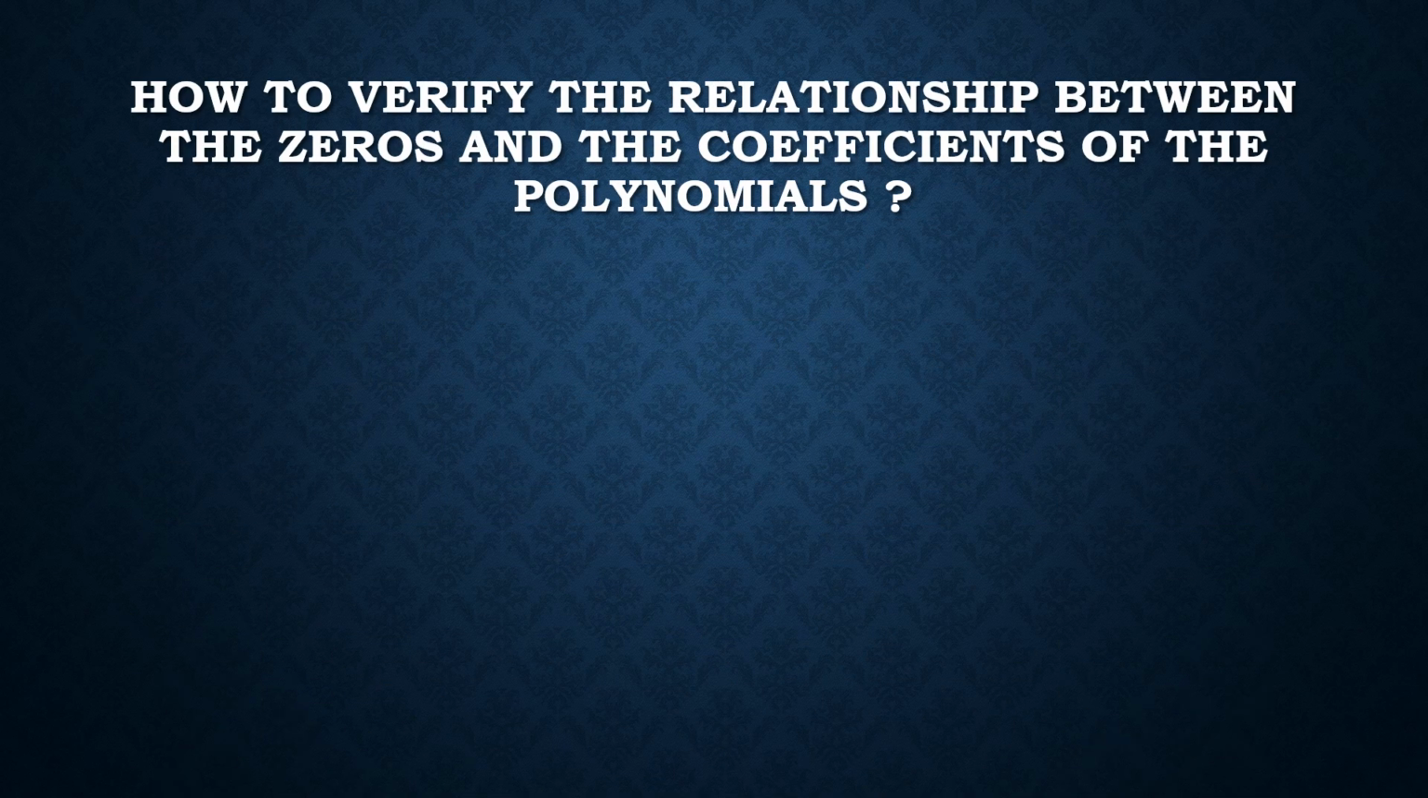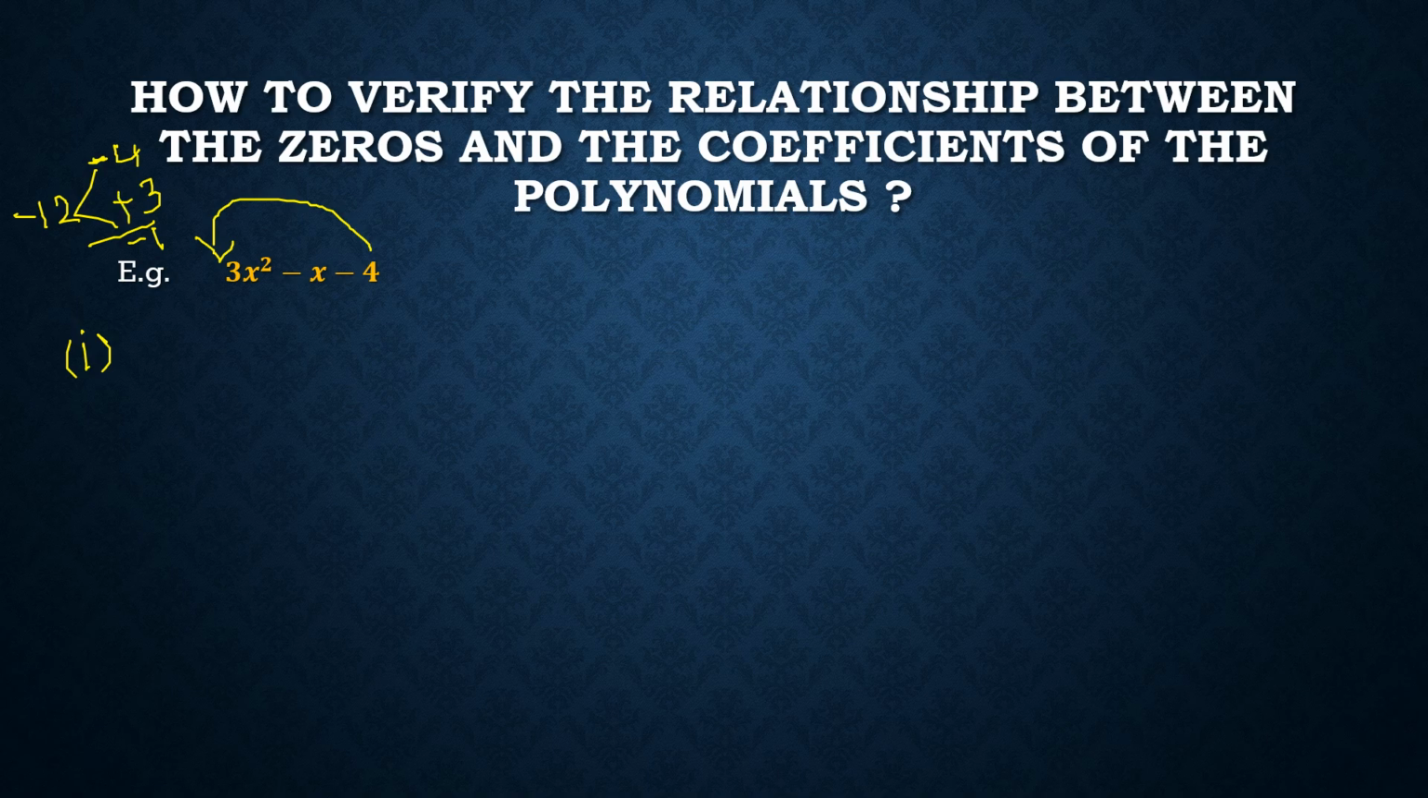The next one is how to verify the relation between the zeros and the coefficients of the polynomial. So how to verify this? First we need to do the factorization. We'll start with one example: 3x square minus x minus 4. First we need to do the factorization. So how to do it? We'll multiply the constant with the coefficient of x square. So minus 4 into 3, you will get minus 12. And what is the coefficient of x? It's minus 1. Then which two numbers can we put here? Minus 4 and plus 3.